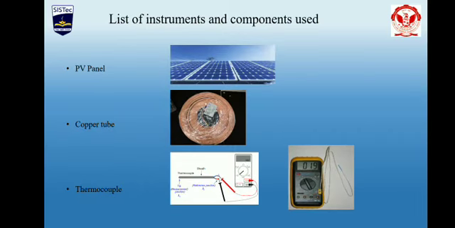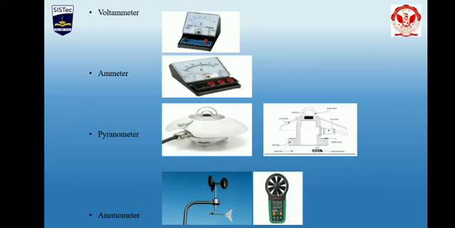In the slide below, there is a list of the instruments and components we have used: PV panel, copper tube, thermocouple, voltmeter, ammeter, pyranometer and anemometer. The anemometer is used to detect the wind, and the pyranometer is used to detect the radiation of the sun, or you can say light.